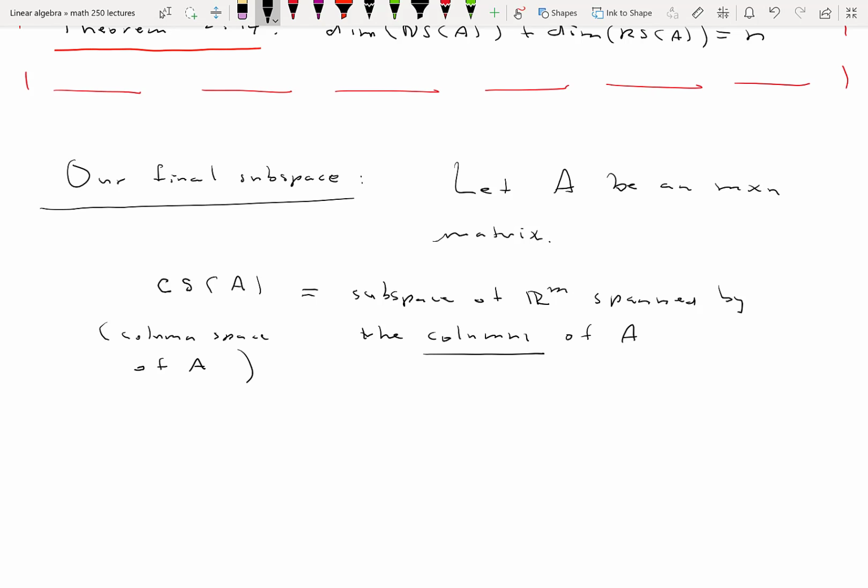The procedure for finding a basis for the column space is very similar to the procedure for the row space. It involves 2 additional steps, and the steps make sense. They make a lot of sense.